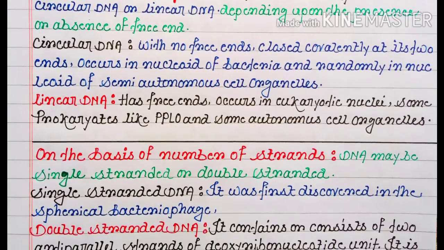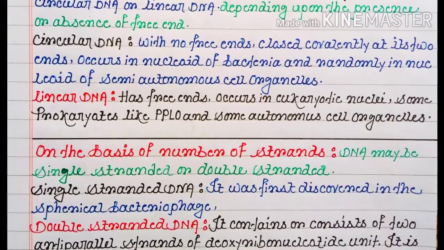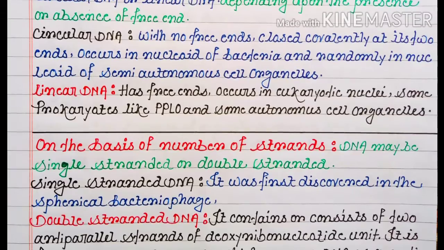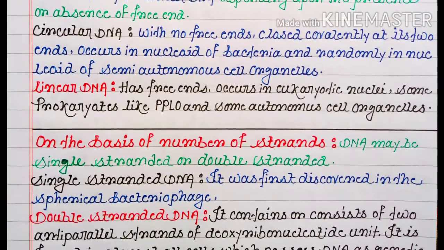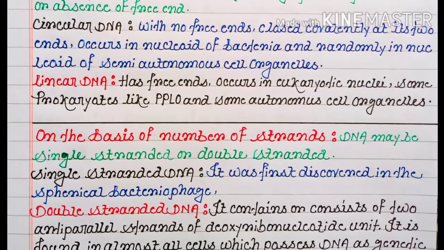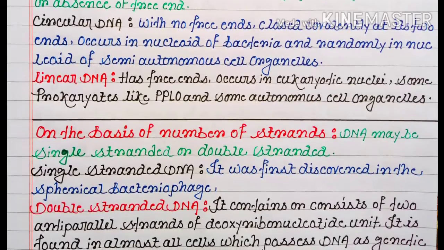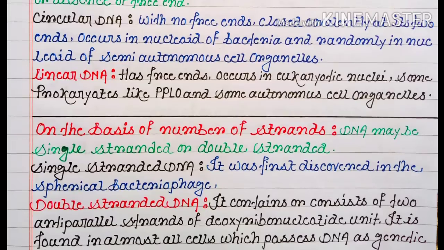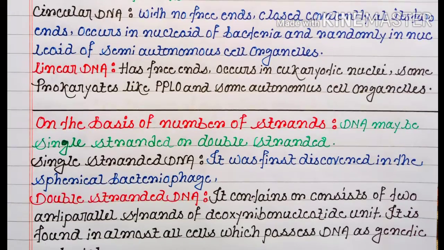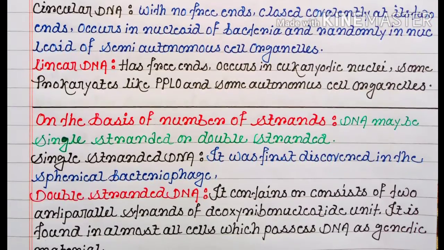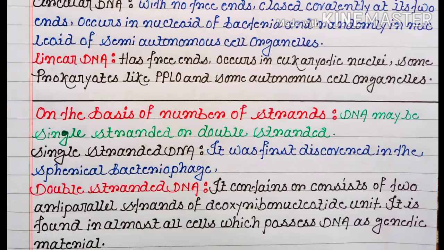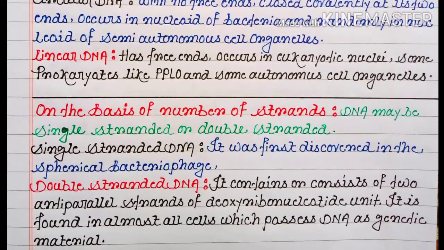Next, on the basis of number of strands, DNA may be classified into single-stranded DNA and double-stranded DNA. Single-stranded DNA was first discovered in the spherical bacteriophage. Double-stranded DNA consists of two antiparallel strands of deoxyribonucleotide units. It is found in almost all cells in which DNA acts as the genetic material.